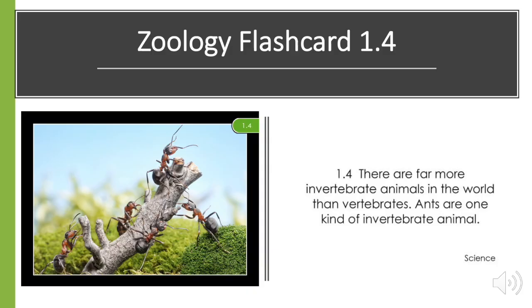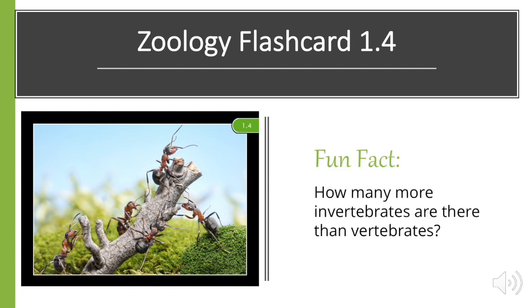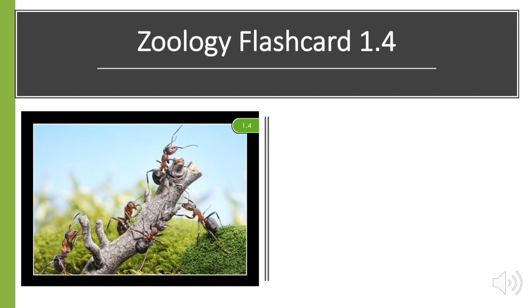Yes, we are vertebrates. Now, there are a couple flashcards in this lesson. The first one is that there are far more invertebrate animals in the world than vertebrates. That's an important point to understand, that there are a lot more. Do you know how many more there are? Ants are just one kind of invertebrate animal. Fun fact, how many more invertebrates are there than vertebrates?